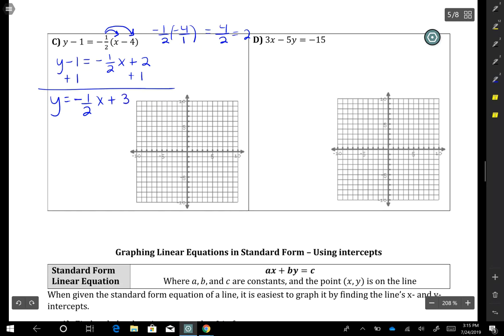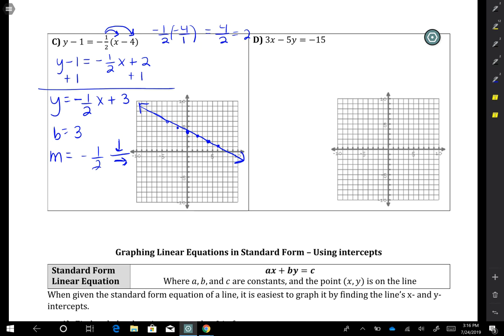All right, so my y-intercept, my b value, is 3. So I'm going to start at +3. My slope is -1/2. So I'm just going to go down and right. So that's going to be down 1, right 2, down 1, right 2. You can do that as many times as you want, or the other way, up 1, left 2. And then taking your straight edge and connecting your dots. Okay, that's graphing in slope-intercept form.